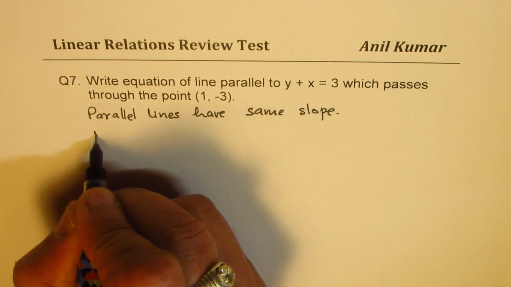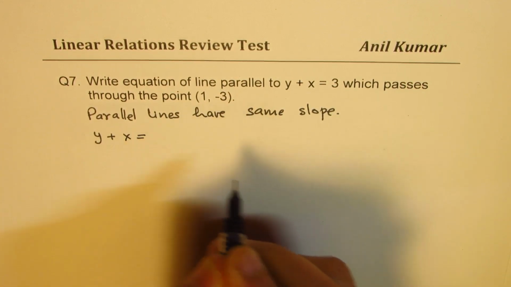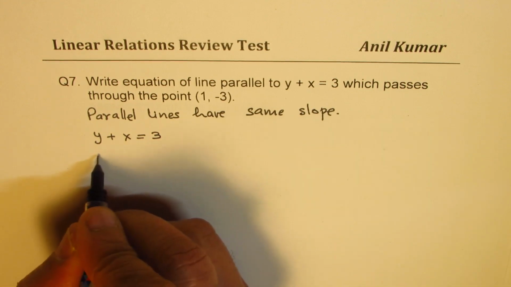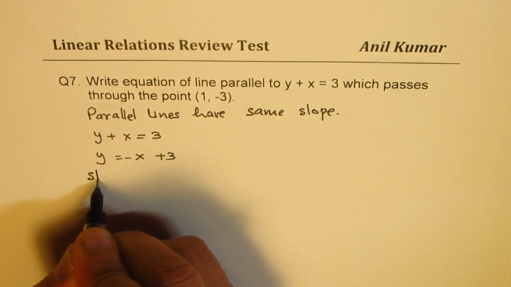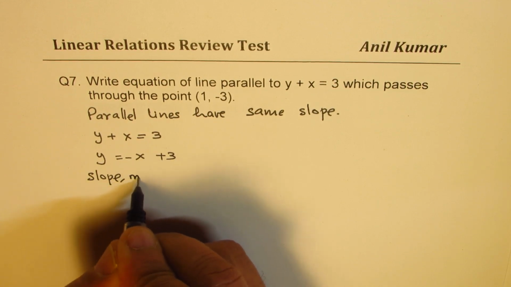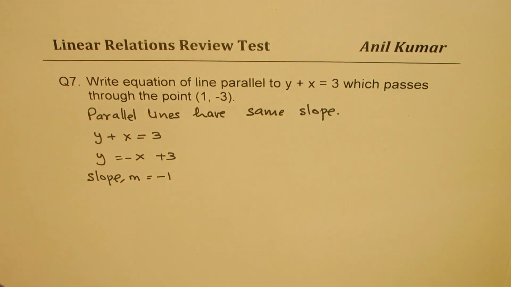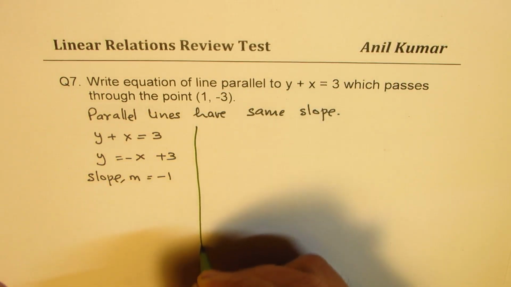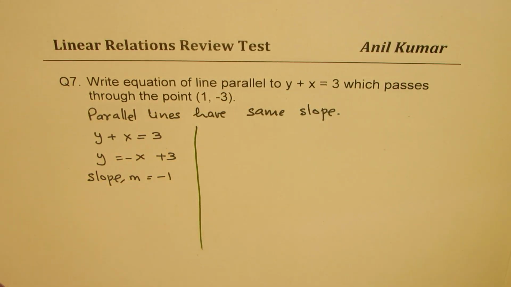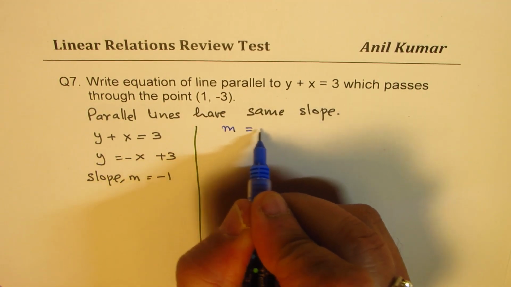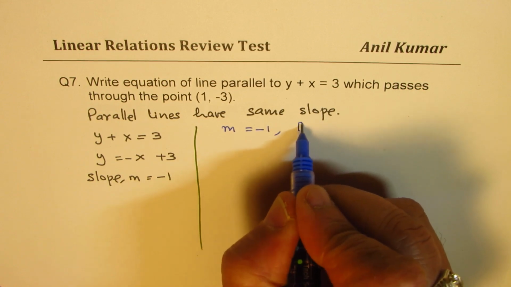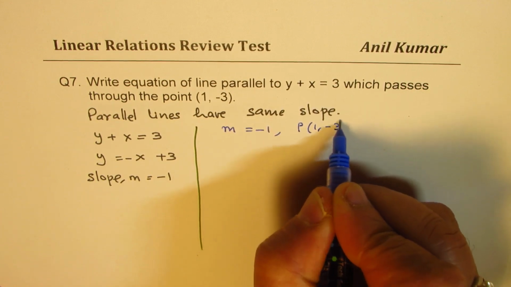So let's find the slope. We have y plus x equals 3. So we have y equals minus x plus 3. So the slope is what? Slope m is minus 1. Correct? So that gives you that the new line which we want should have a slope of minus 1. So we want another line with slope of minus 1 and it goes to the point (1, minus 3).